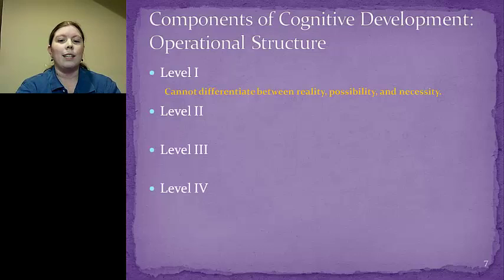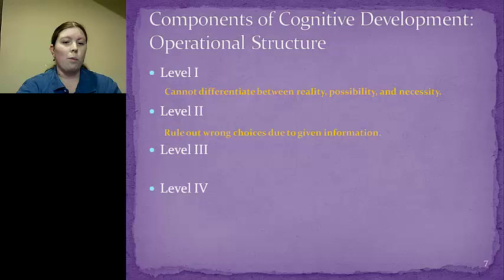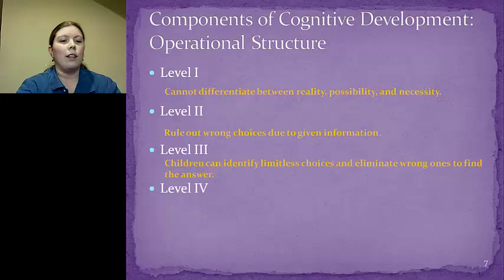Level 2 thinkers can imagine more possibilities, but they cannot coordinate their observations. They notice the clay's length and the fact that it becomes thinner, but they don't understand that the two characteristics are related. Level 3 children can identify limitless choices and eliminate wrong ones to find the answer. At this level, children can see the clay becoming longer and simultaneously thinning out, but they don't understand why this happens. Children understand that the ball shape can be reinstated, known by Piaget as the empirical return.